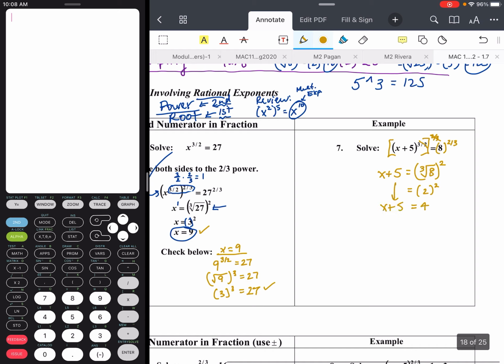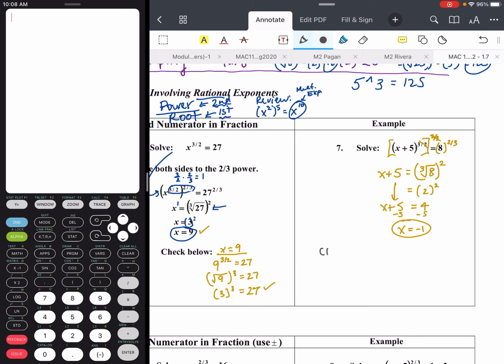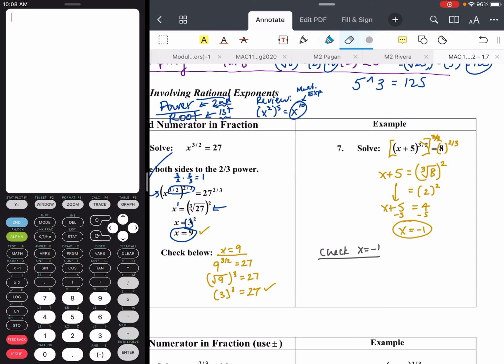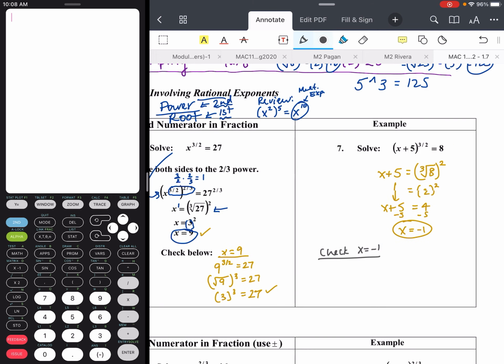So I have x plus 5 equals 4. Subtract 5 from both sides. I solve and get x equals negative 1. All right, let me go ahead and check x equals negative 1 to make sure that it works. And when I check it, remember that I'm checking in this original equation before I started messing with it.